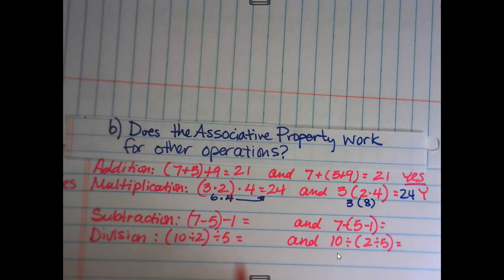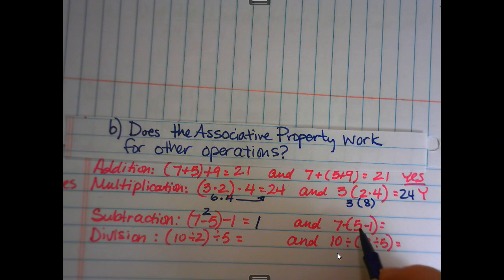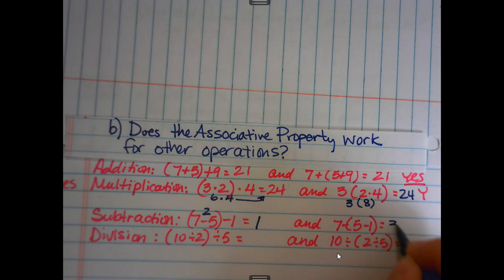Let's take a look at subtraction. Let's see what happens here. 7 subtract 5 is 2. 2 subtract 1 is 1. Over here, I need to do 5 subtract 1, that's 4. 7 subtract 4 is 3. So that's a no, because they do not match.